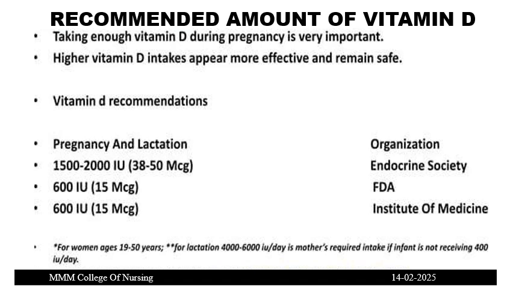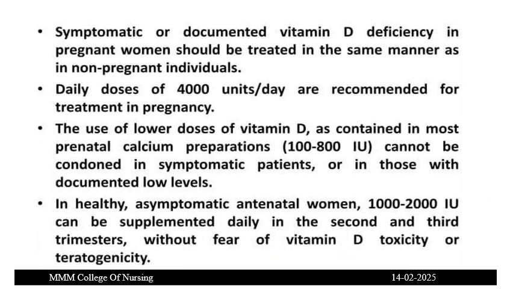Now we'll see the recommended amount of vitamin D intake. Taking enough vitamin D during pregnancy is very important. Higher vitamin D intakes appear more effective and remain safe. So what are the recommendations? The Endocrine Society recommends 1,500 to 2,000 international units, and the FDA 600 international units. The Institute of Medicine recommends 600 international units. That is for normal, asymptomatic pregnant women without any deficiency of vitamin D.